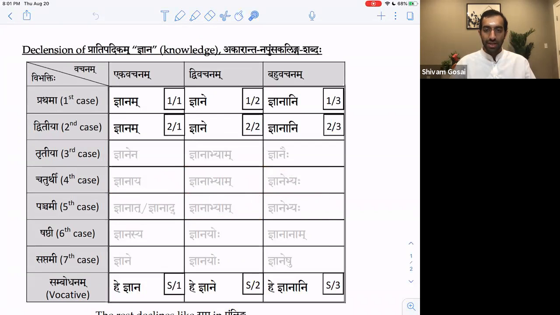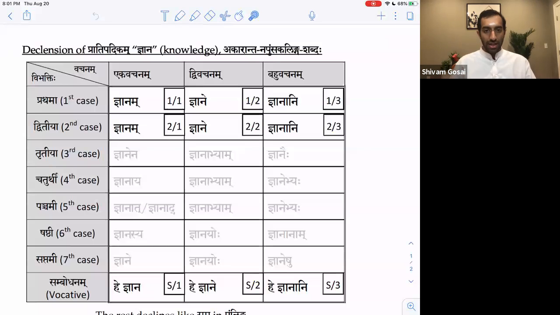You can say the rest with me. Jnanasya, jnanayoho, jnananam, jnane, jnanayoho, jnaneshu. Okay, we'll stop there. So, only difference is these first 2 cases, and sambodhana, again, remember, is a derivation of that first case, right? Sambodhana is connected to the first case. So that sambodhana, the calling out, will also be a little bit different there.